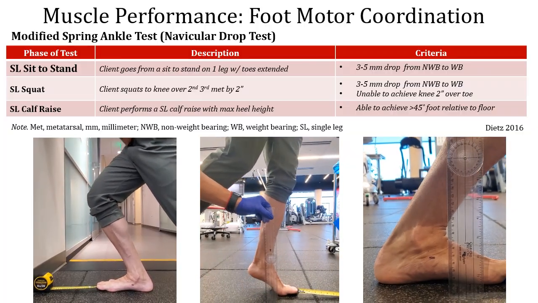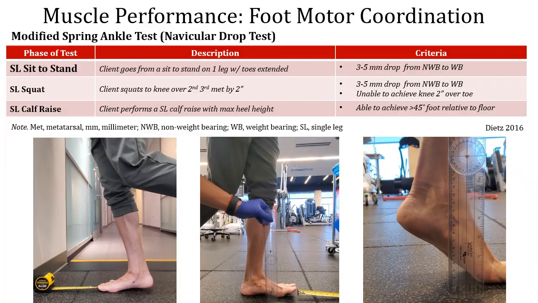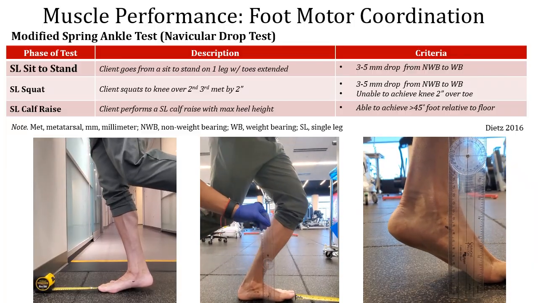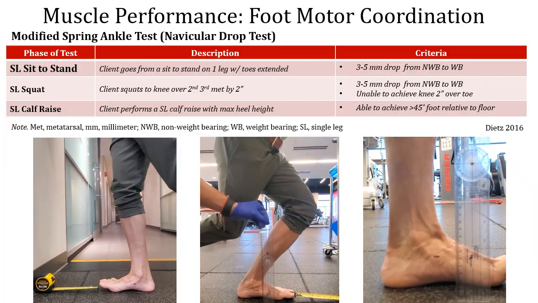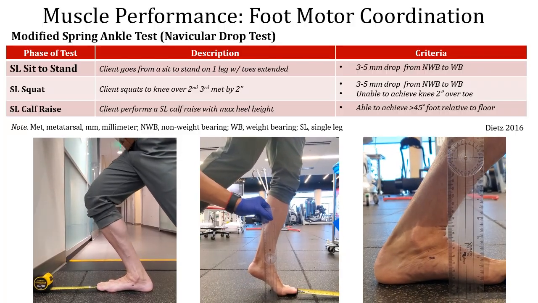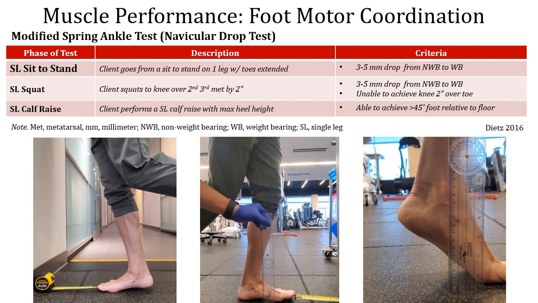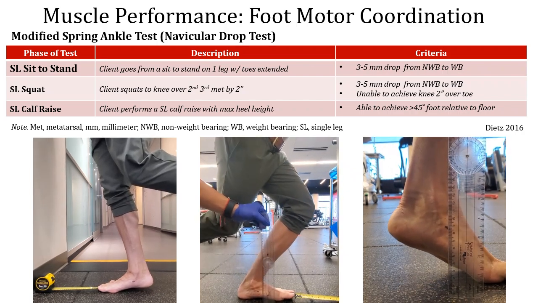And then the single leg calf raise, where the client performs a single leg calf raise with maximal heel height and is able to achieve a greater than 45-degree angle of the foot relative to the floor. And you can see the involved versus the uninvolved limb here. I don't think I need to clarify which one's which.